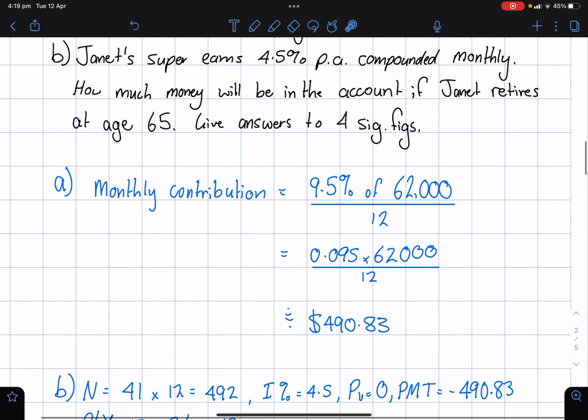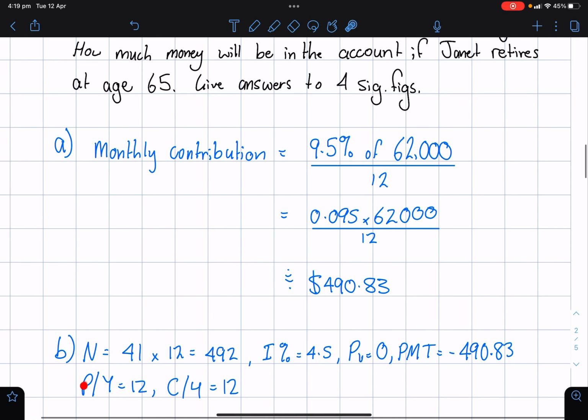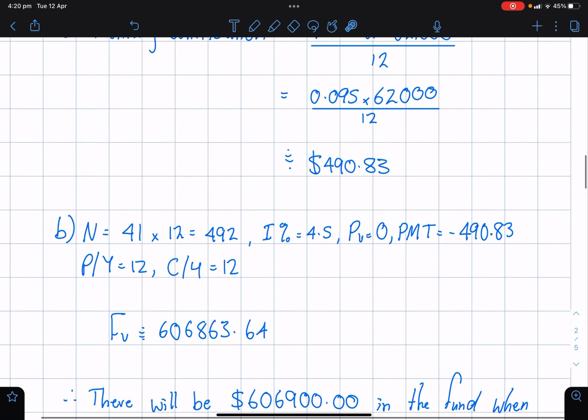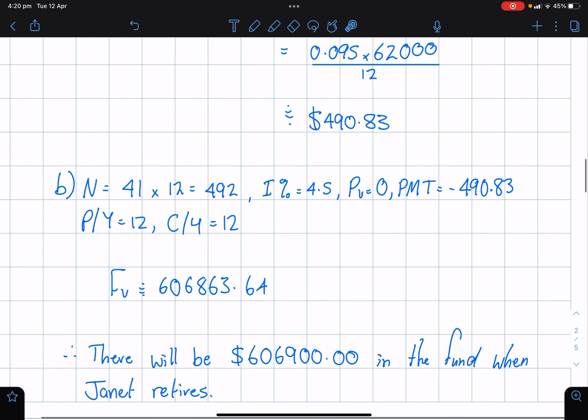Our percentage is 4.5%. With superannuation, we're looking at a present value of $0 because you've just started your career. Our PMT, so your monthly payments, in our case is negative 490.83. Remember, this is negative because we are putting it into the account, okay? And then PY and CY will be 12 for our monthly payments. Now, if you calculate your future value on your calculator, you will find that there will be $606,900 in the fund when Janet retires. So that's to 4 significant figures.